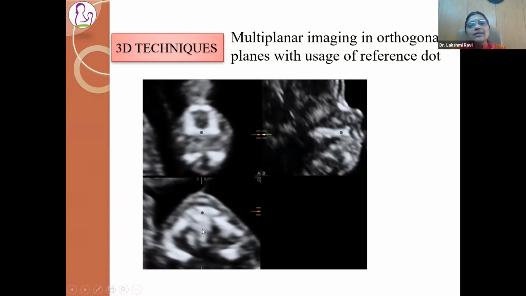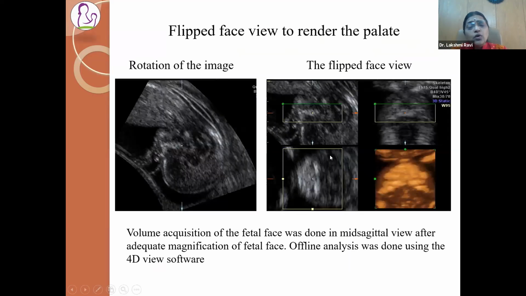So just in one single plane, one single volume, you can assess all three formats, and you can also do the rendering technique. Just use the render box. Then you can, as I showed in the mid trimester, also evaluate the entire palate in the first trimester, as I have shown you here.